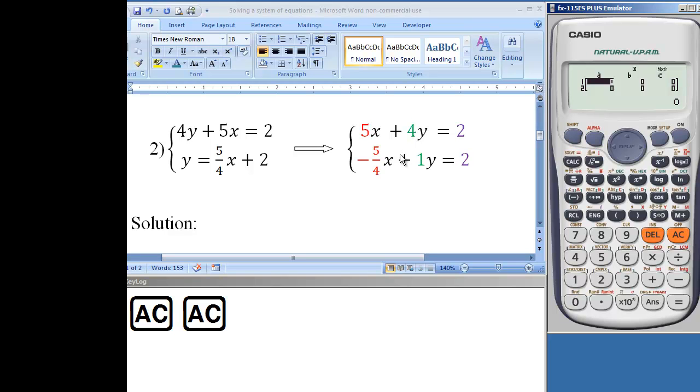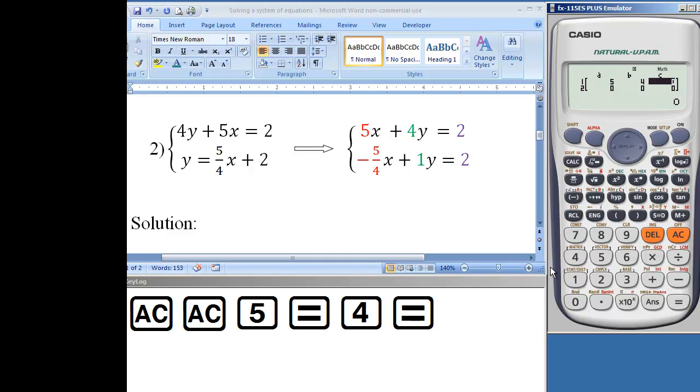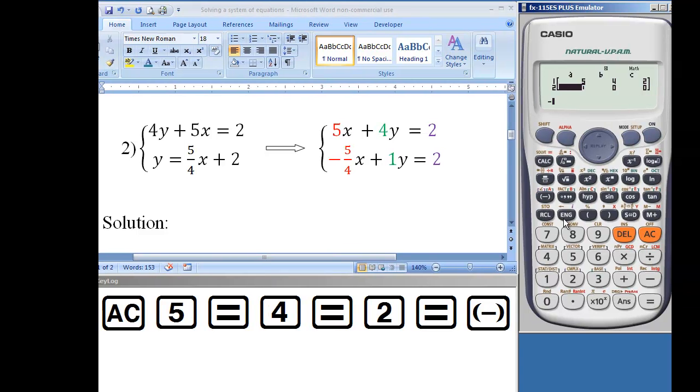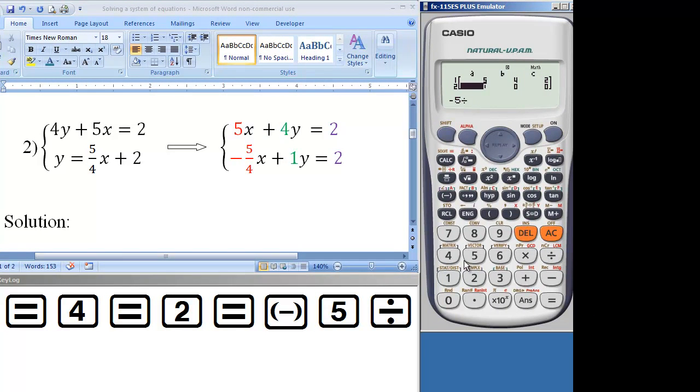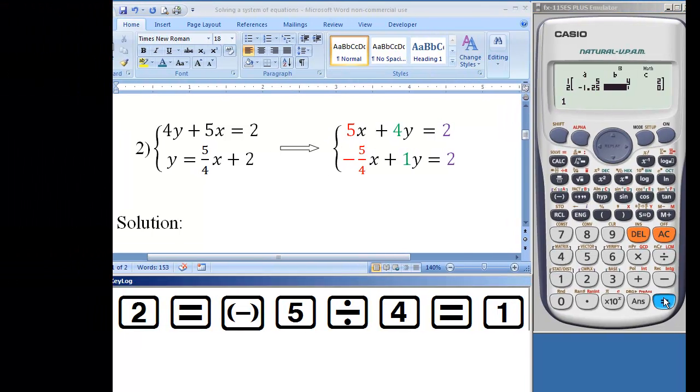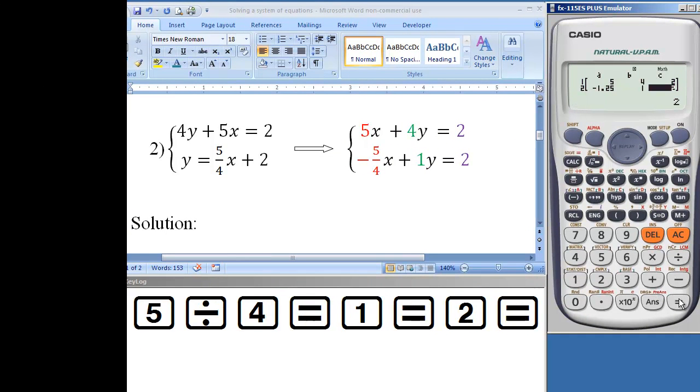I am ready to enter in my values. So we have 5, 4, 2. And then in the second equation, we have a fraction as the coefficient of x, but that's fine. We'll enter that in as negative 5 divided by 4. And then 1 and 2. All values are in. Hit equals again.